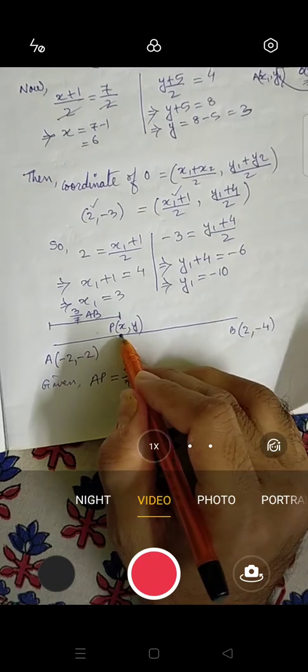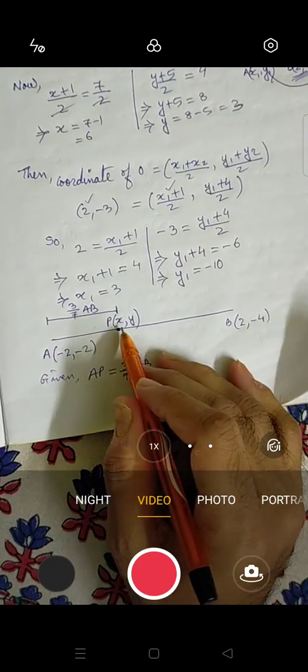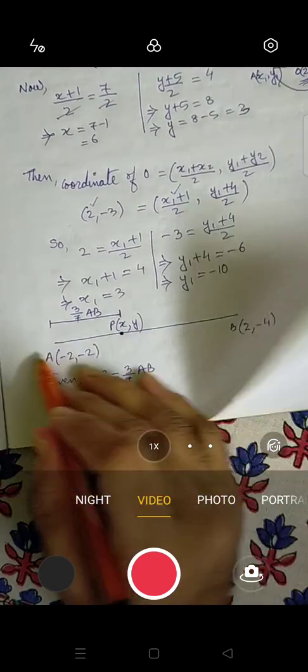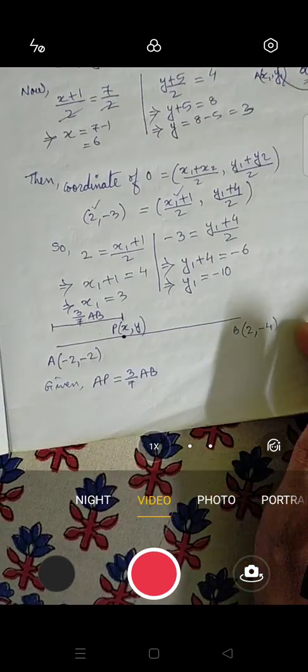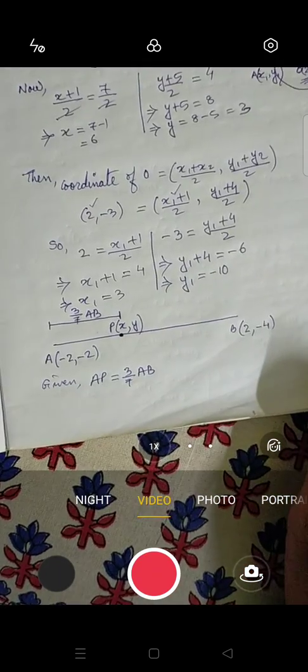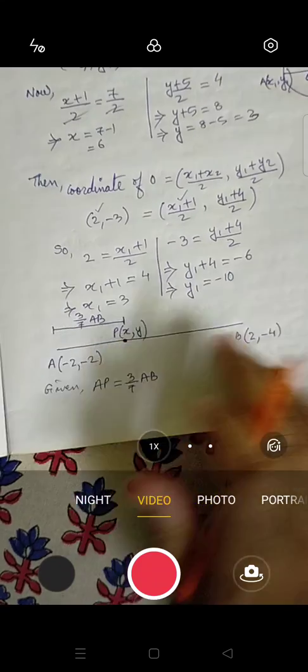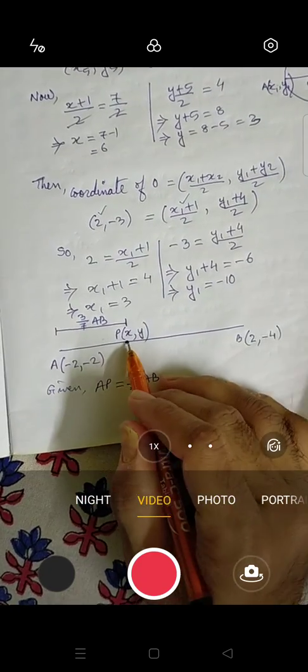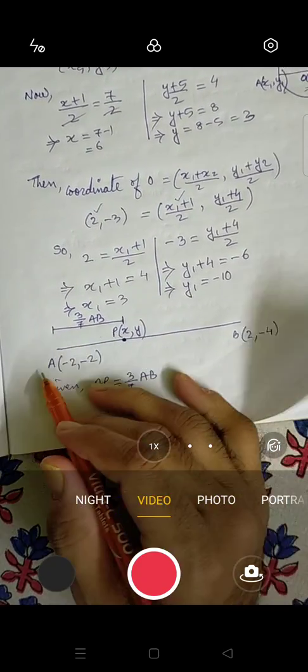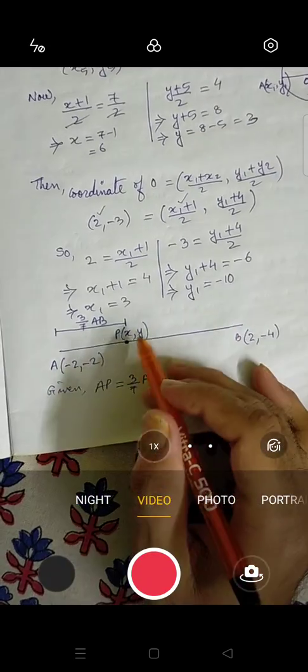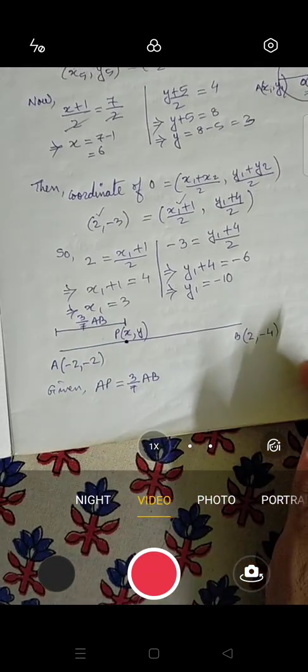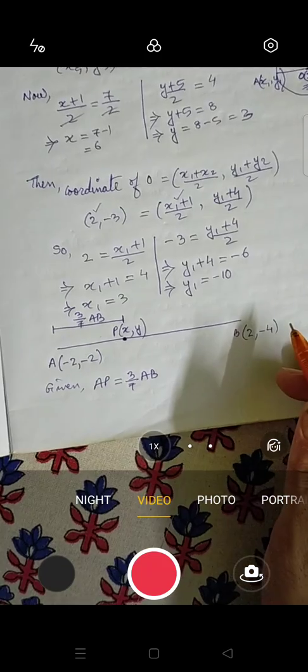Now this is the point. This point divides this line segment into some ratio, but the ratio is not given. So first of all we have to find the ratio. If you know the ratio, then you can apply the section formula and then you will get the coordinate of P. So first of all we will find the ratio.